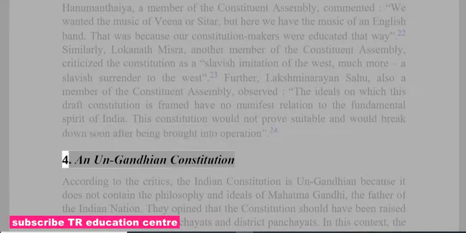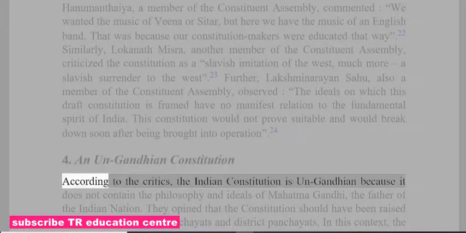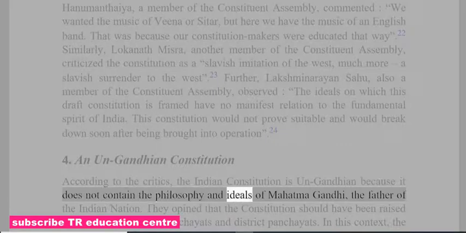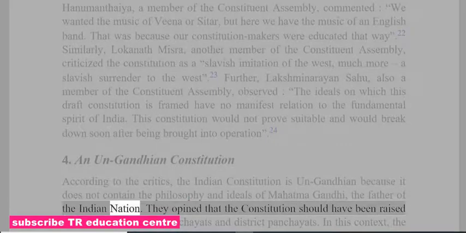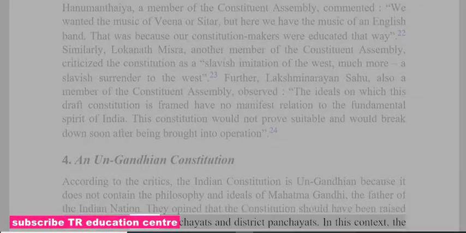24.4. An Ungandhian constitution, according to the critics. The Indian Constitution is Ungandhian because it does not contain the philosophy and ideals of Mahatma Gandhi, the father of the Indian nation. They opined that the Constitution should have been raised and built upon village panchayats and district panchayats.